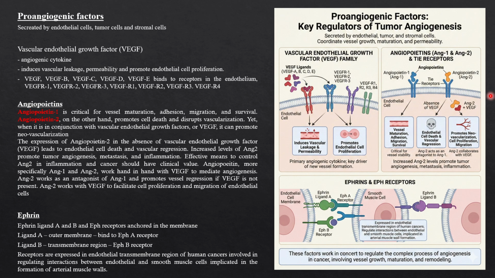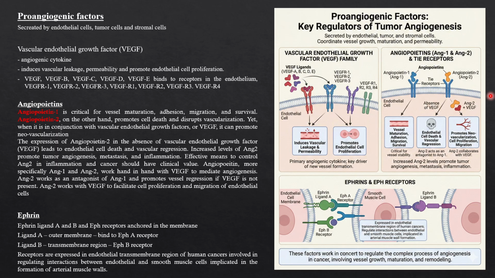Proangiogenic factors are the key regulators of tumor angiogenesis, and this slide focuses on the molecular drivers of angiogenesis, particularly the VEGF family, angiopoietin, and ephrin signaling systems. So VEGF acts as the primary angiogenic cytokine, binding to its receptors on endothelial cells to promote proliferation, migration, and increased vascular permeability. This makes VEGF a central driver of the new vessels which form in tumors.